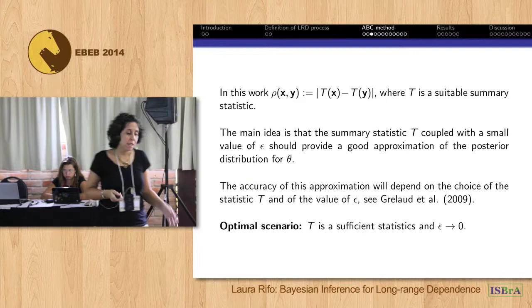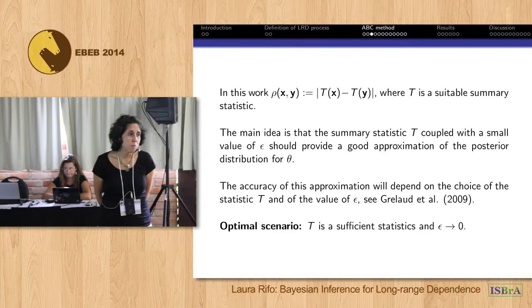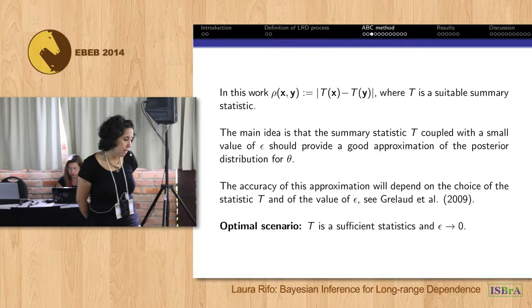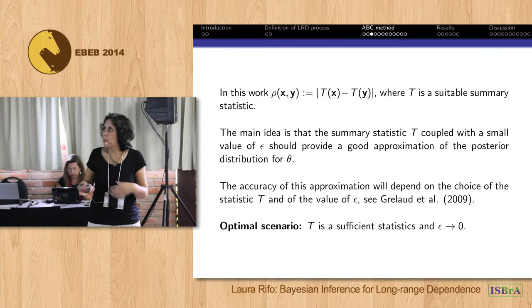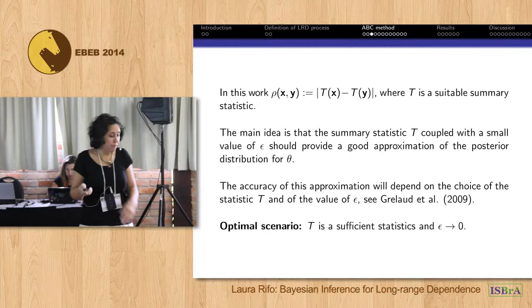the posterior distribution. Okay? And in this work, we consider a discrepancy based on a suitable summary statistic for the time series. And the main idea is that when we choose that statistic well and we define appropriately what is small for the distance between x and y, this sample that we obtain with the algorithm is a good approximation for the posterior distribution. The accuracy, of course, depends on the choice of the statistic T and on the value of epsilon.